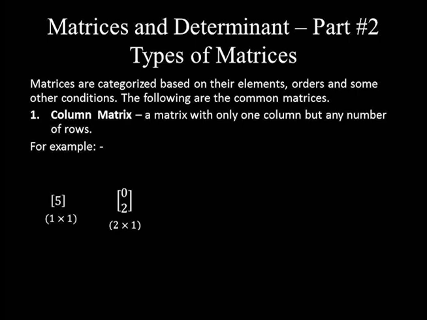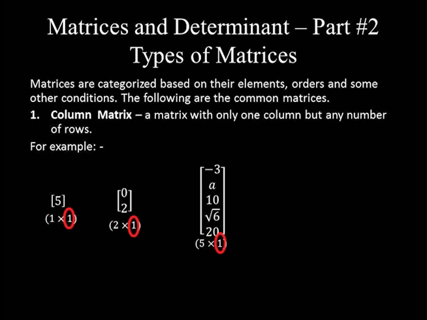The third example is a matrix with elements -3, 8, 10, root 6 and 20 arranged vertically in one column. It has 5 rows and one column, so its order is 5 by 1. What is common to all these three matrices is this one, which stands for the number of columns.